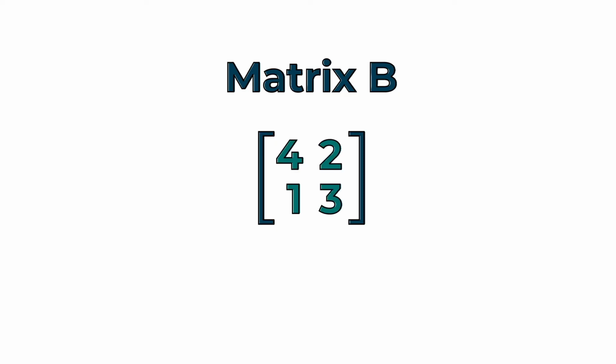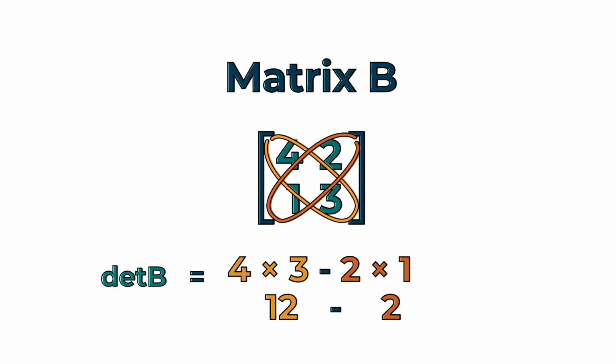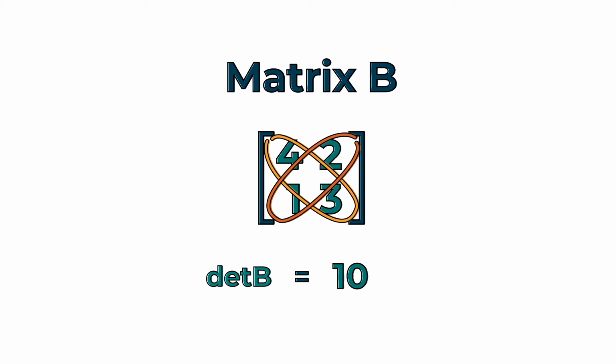For example, in a matrix B with this array of numbers, determinant B is found by finding the difference between the product of the diagonal from left to right and the product of the diagonal from right to left. That would be 4 multiplied by 3, which is 12, minus 2 multiplied by 1, which is 2. 12 minus 2 is equal to 10. The determinant of B is equal to 10.